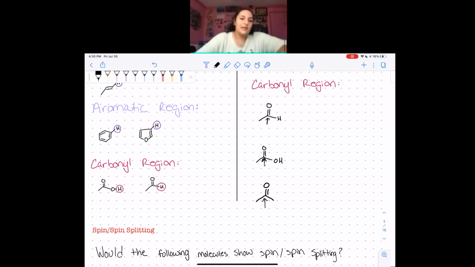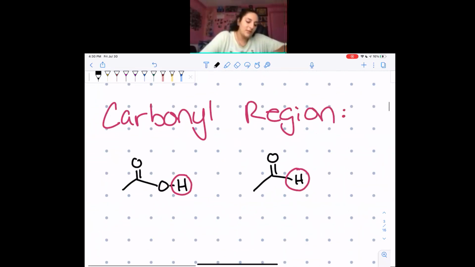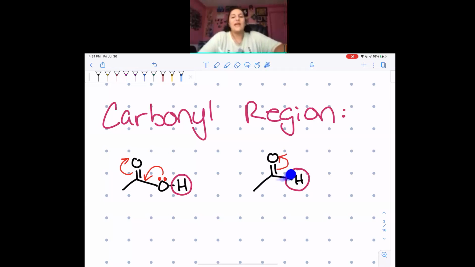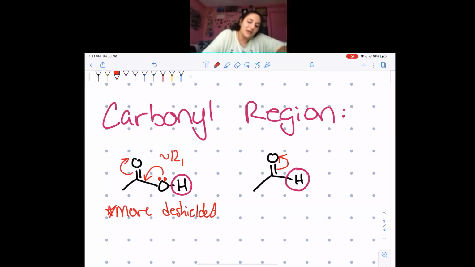So in HNMR, I'll zoom in, we can look at resonance as being pulled far away from the hydrogen. So this guy is extremely, extremely, extremely deshielded. And then this guy is also deshielded because that resonance is going up, but that resonance is way, way less strong than this one. So this is going to be more deshielded. So this will be at approximately 12 ppm, and this will be approximately 9 ppm.